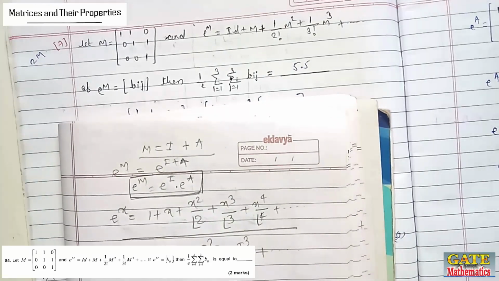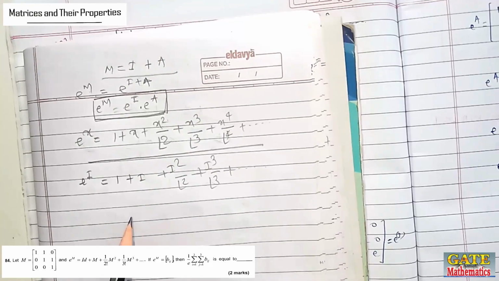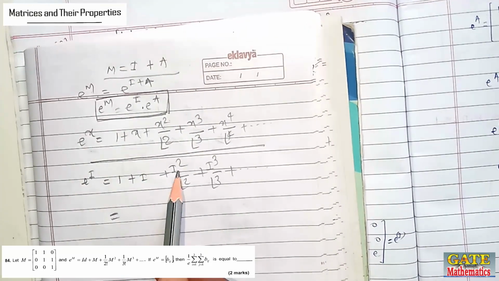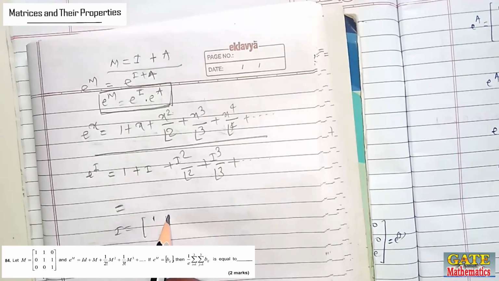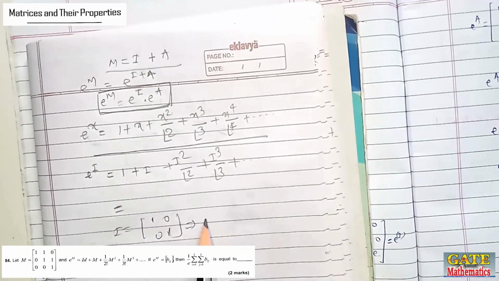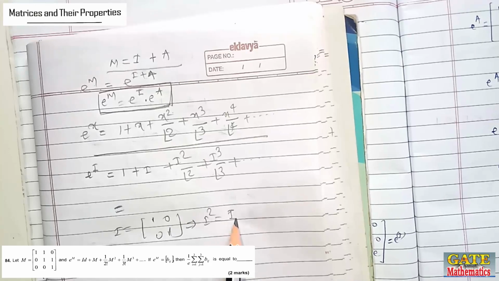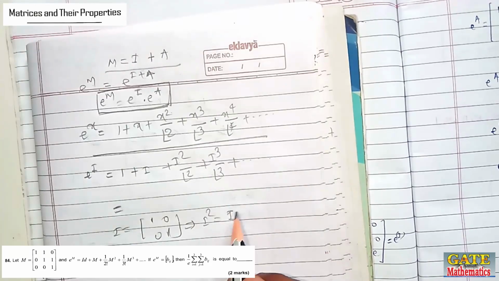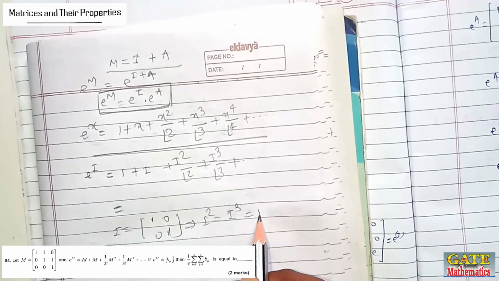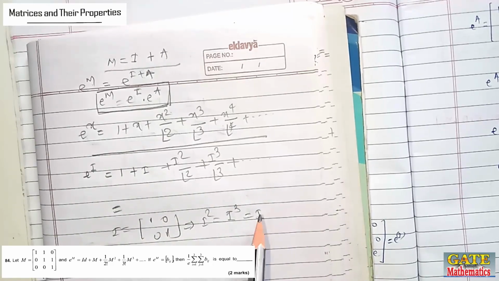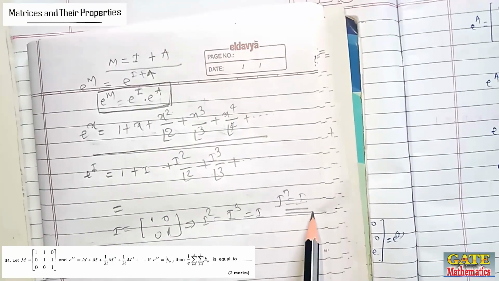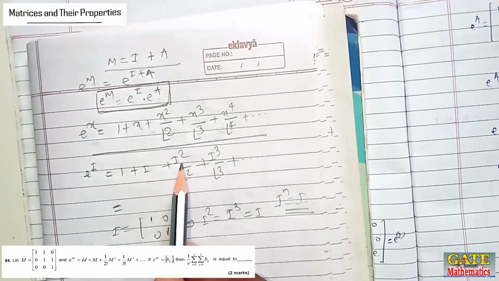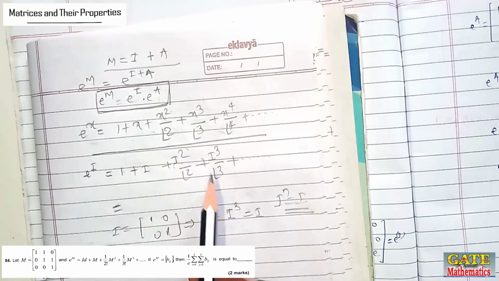Simplifying further, take the identity matrix 1 0, 0 1. If we find identity square, we get the identity itself. If we find identity cube, which equals identity square, which equals identity, that means identity to the power n is only itself, the identity. That means 1 plus I, identity square again identity, identity cube again identity.